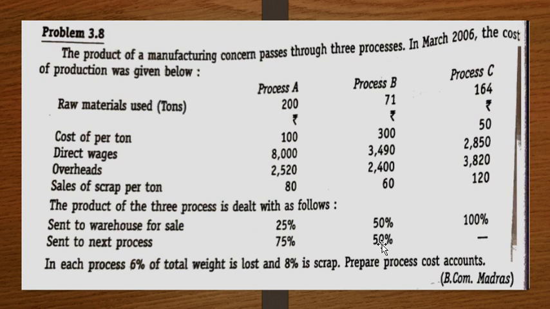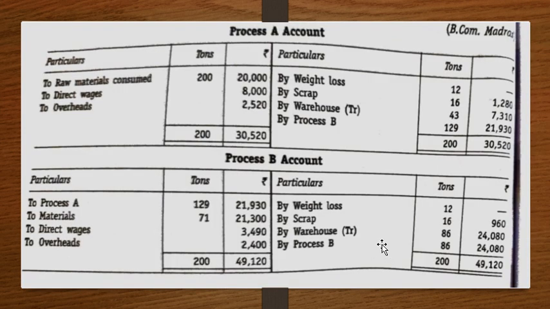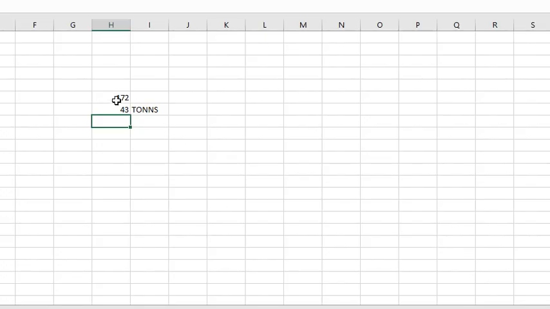So what is your balanced number of units? We will get into the Excel sheet for the calculation. So your total input column tons is 200. Your weight loss is 12. Your scrap is 16. So you need to do 200 minus 12 minus 16. 200 minus 12 weight loss minus 16, which is scrap, will give you 172.